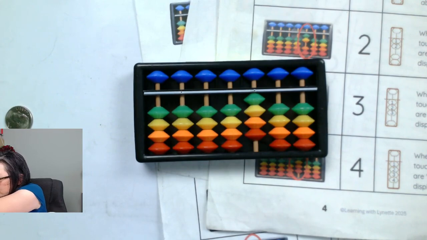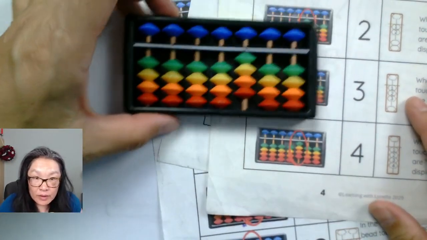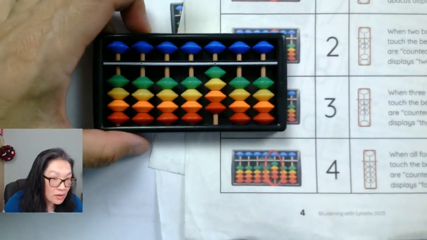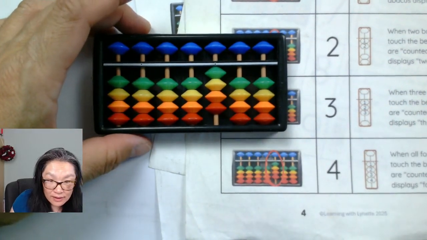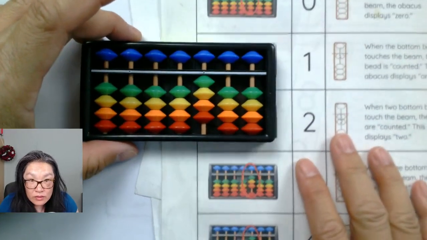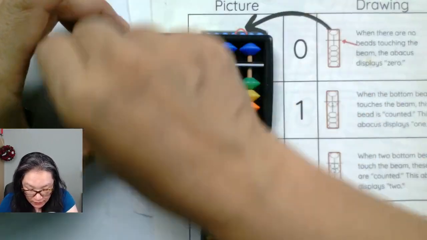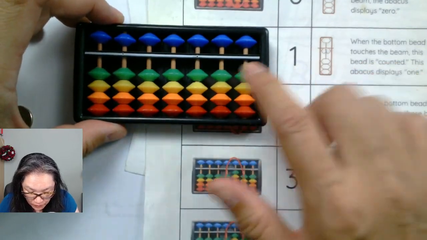So, what are we doing? We're counting on the abacus. Hopefully you can hear me. Okay, so what we're going to do is we're going to count. We have 0, and then we have 1, so this is 1.